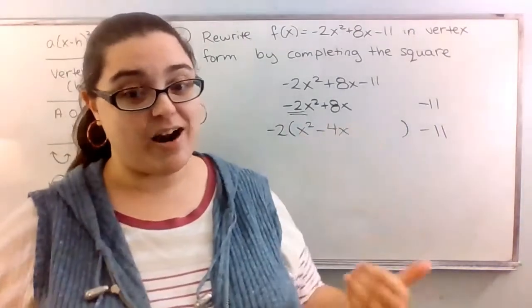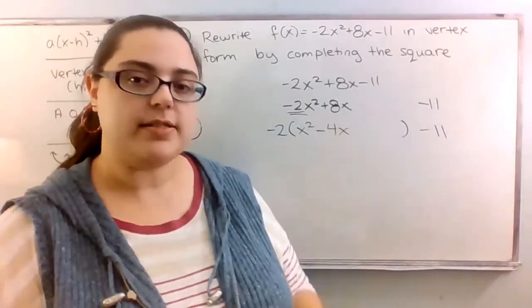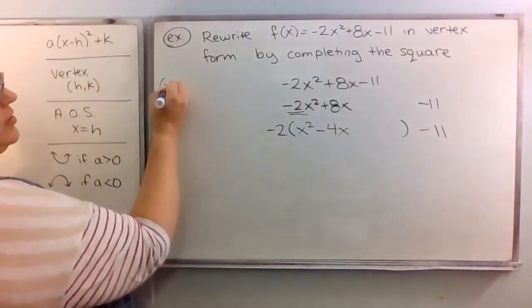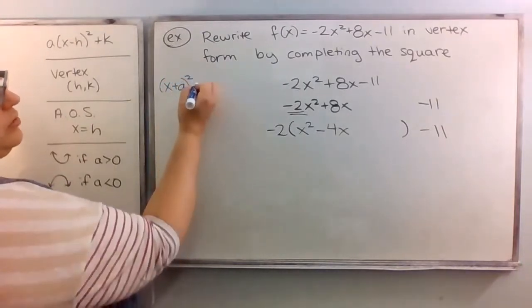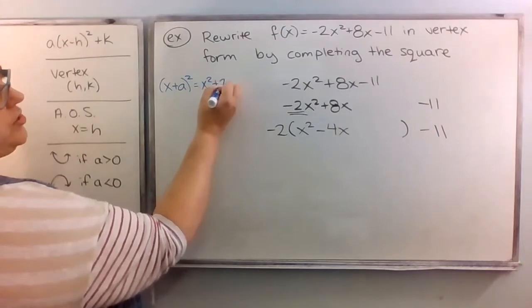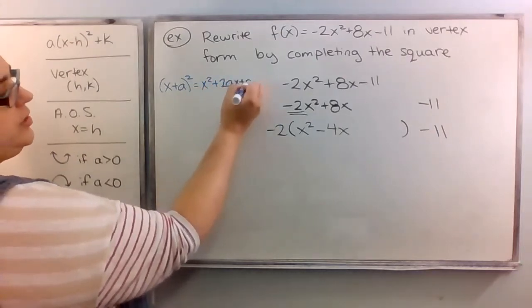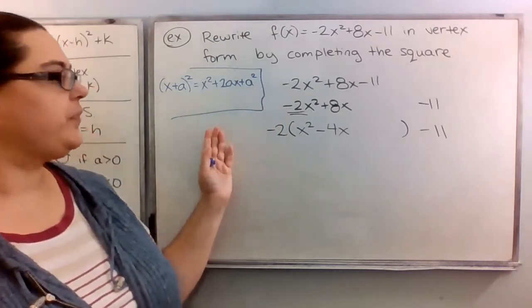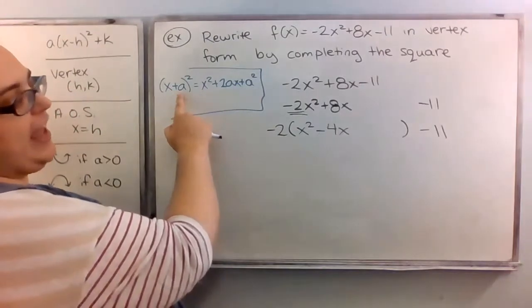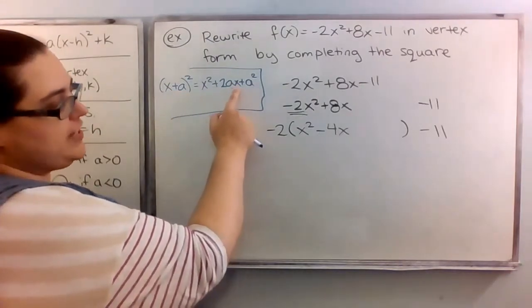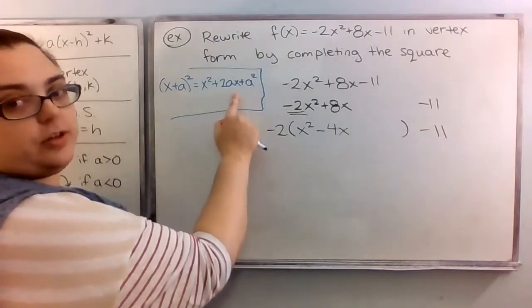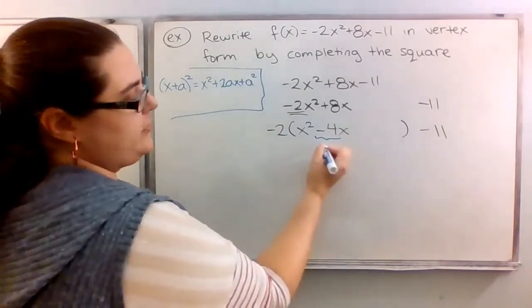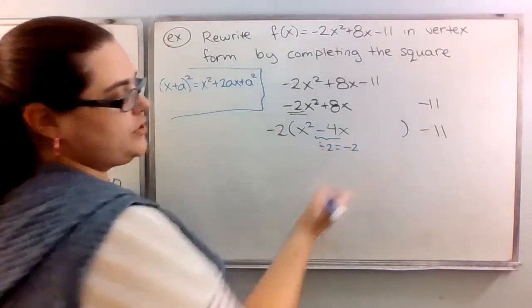Okay, now this is where that 2a piece is going to come into play. So when we had this, it is going to equal x squared plus 2a x plus a squared. This is kind of like what we're looking at beforehand. So in order for us to figure out what this a is, we're going to have to take half of the coefficient of the x term. So I'm going to take half of this coefficient. I'm going to divide that by 2, and I'm going to get negative 2.